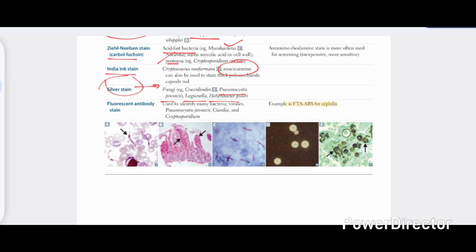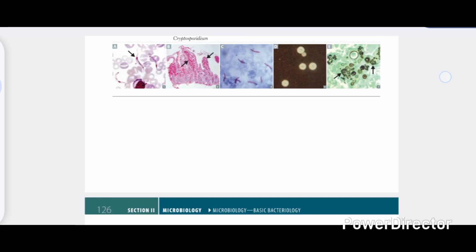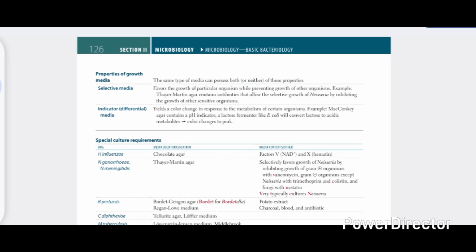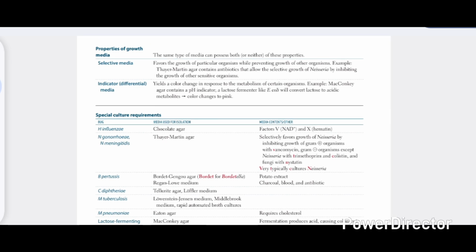In our next sessions, we are going to study about the properties of the growth media and special culture requirements such as the chocolate agar and the Thayer-Martin agar, which are useful for the growth of different organisms and are most commonly used in culturing of the organisms and growing them artificially.